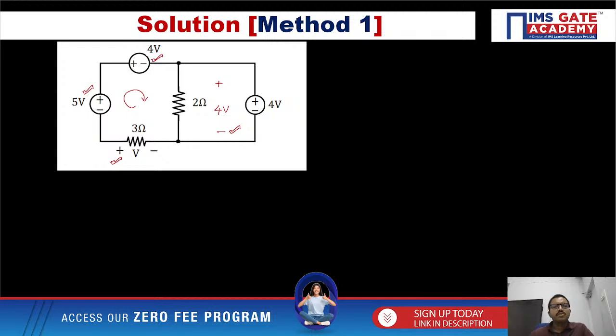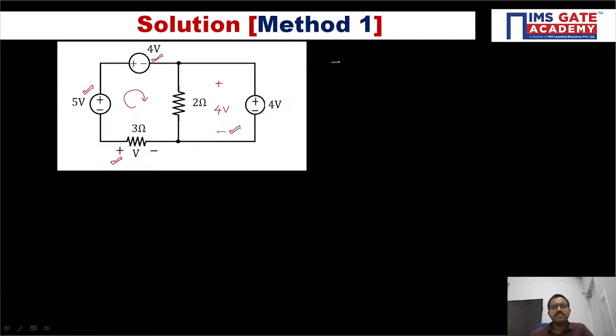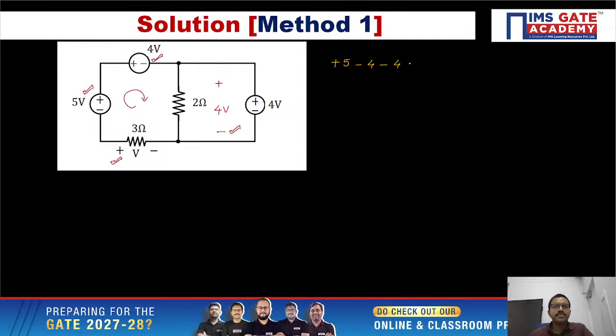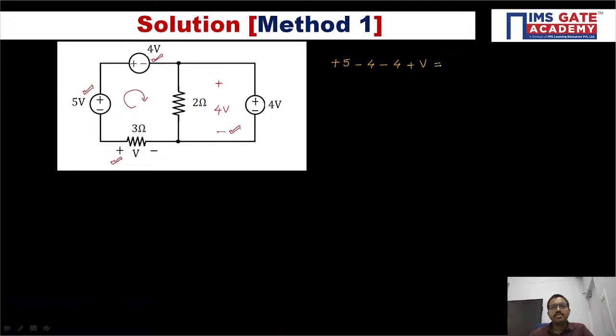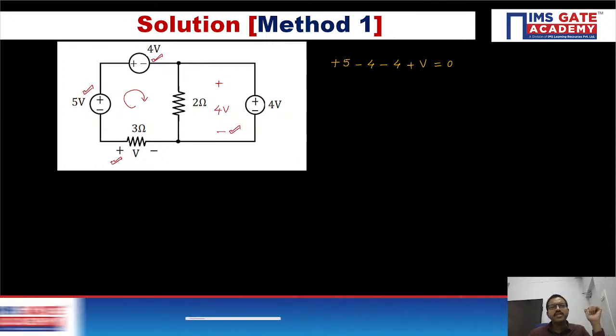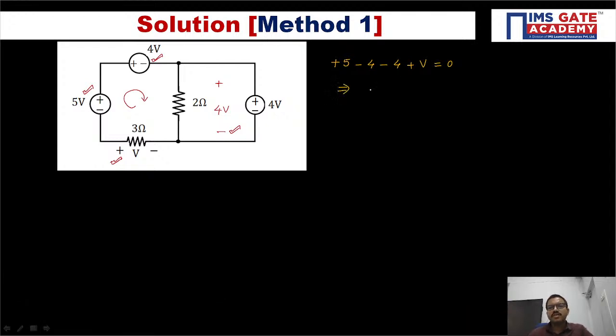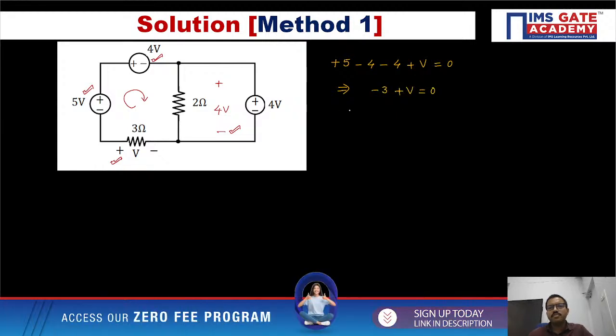Yeah. So here -2 plus 5, then +2 -4, then +2 -4, then -2 plus V is equal to 0. Okay, -2 plus 5, +2 -4, then +2 -4, and then -2 plus V. So from here what you are getting, 5 minus 8, that is nothing but -3 plus V equal to 0. From here you are getting V equal to 3 volts.